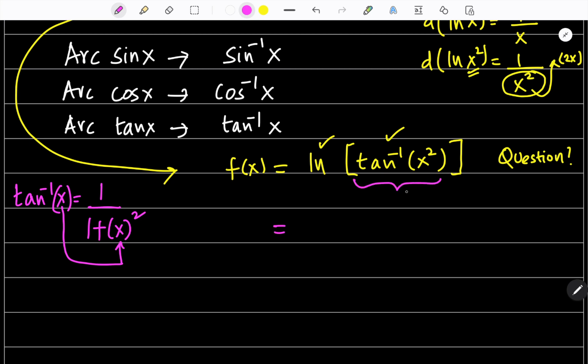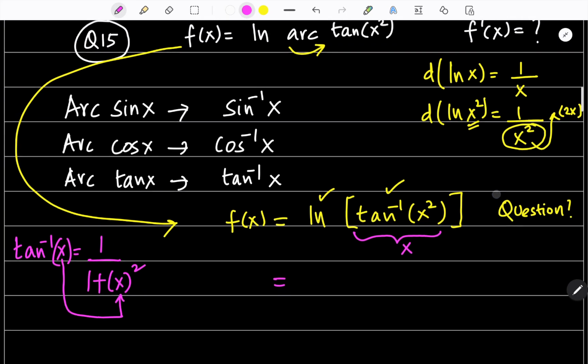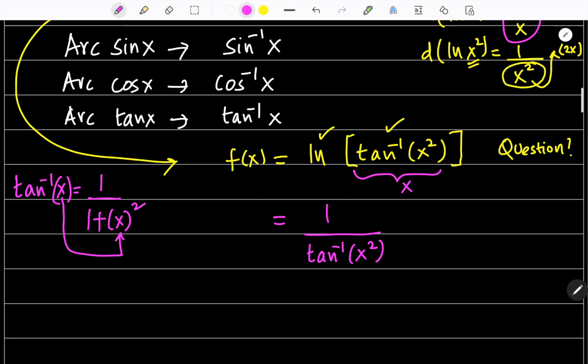So this is your ln x. What is the first derivative of ln x? Just now I said, 1 over x. But is it x here? No, it is not x. It is tan inverse x square. Just now we applied the formula for ln x, which is 1 over x.